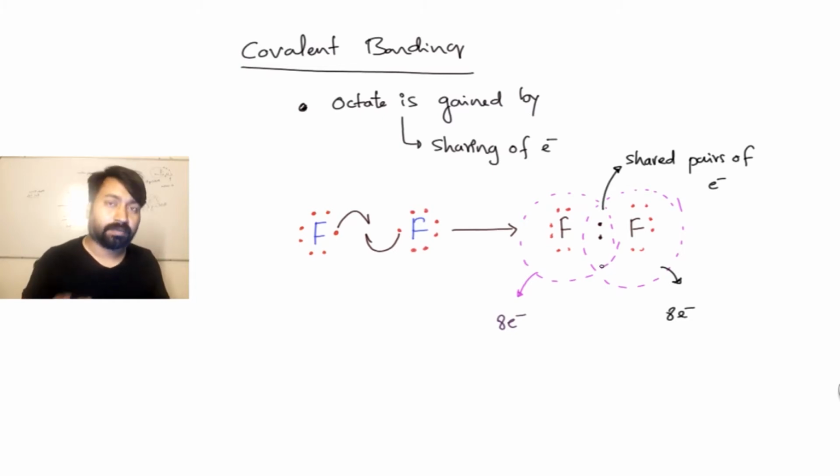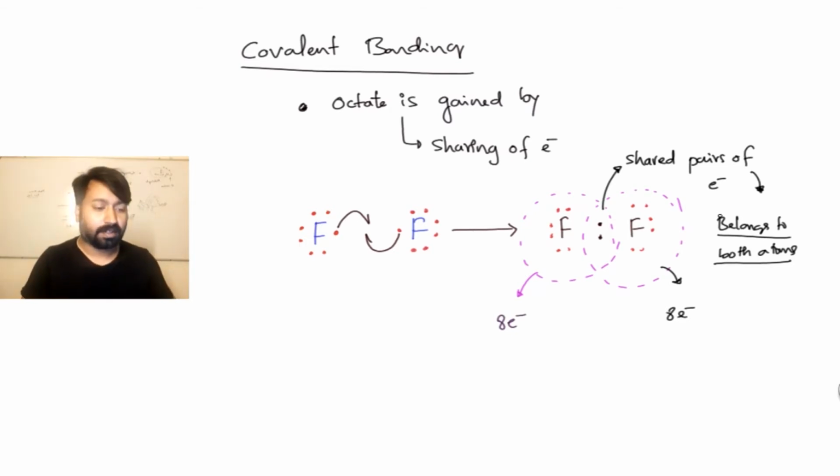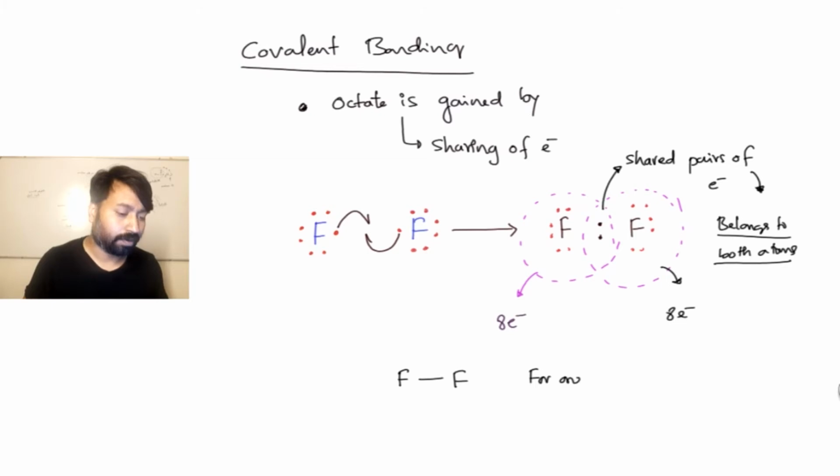Now this shared pair of electrons belongs to both the atoms. Now this is how the fluorine molecule is formed, and let me write the bonding in that. Between fluorine and fluorine there is a single bond, because in order to gain 8 electrons, it shared only 1 electron each. The 1 electron means one bond, for which 2 electrons are required.